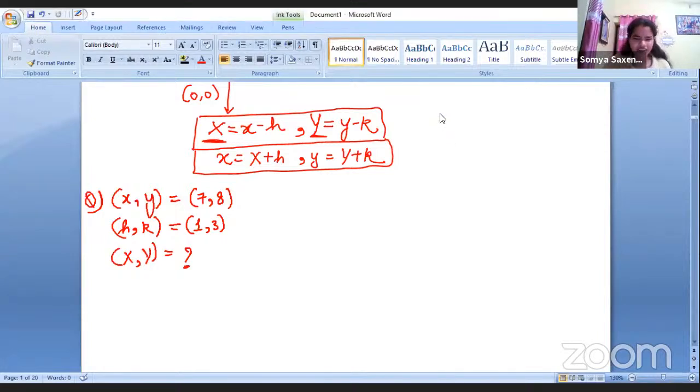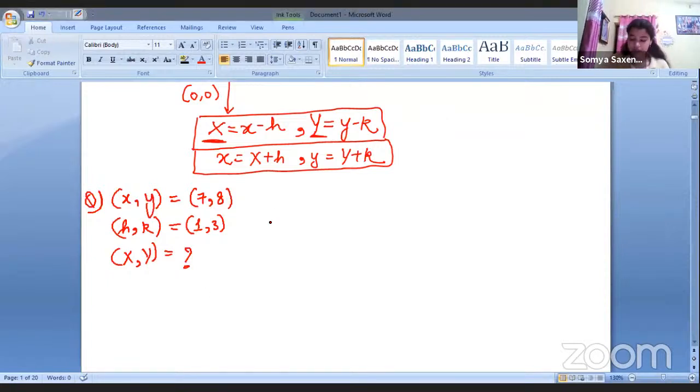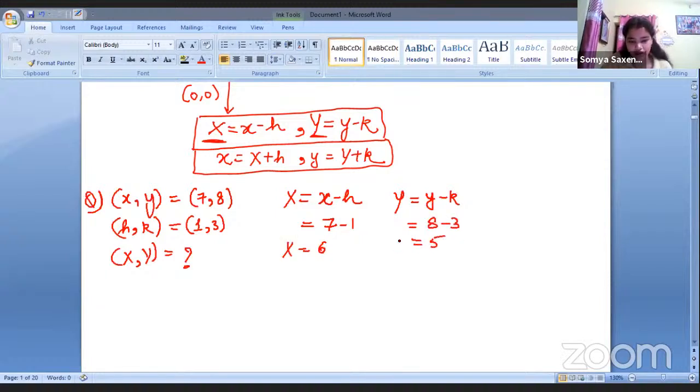Okay, so I think we can move forward because everybody knows this one. Simply, we know X is equal to x minus h. x is 7 here, minus 1, 6. Y is y minus k. y is 8 minus 3, which is equal to 5. So we have got the values of the new coordinates.